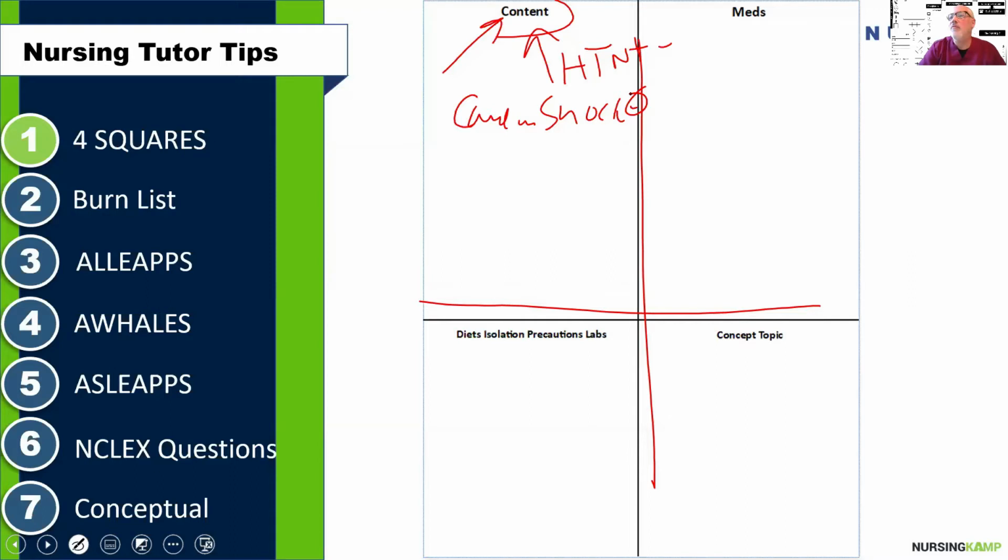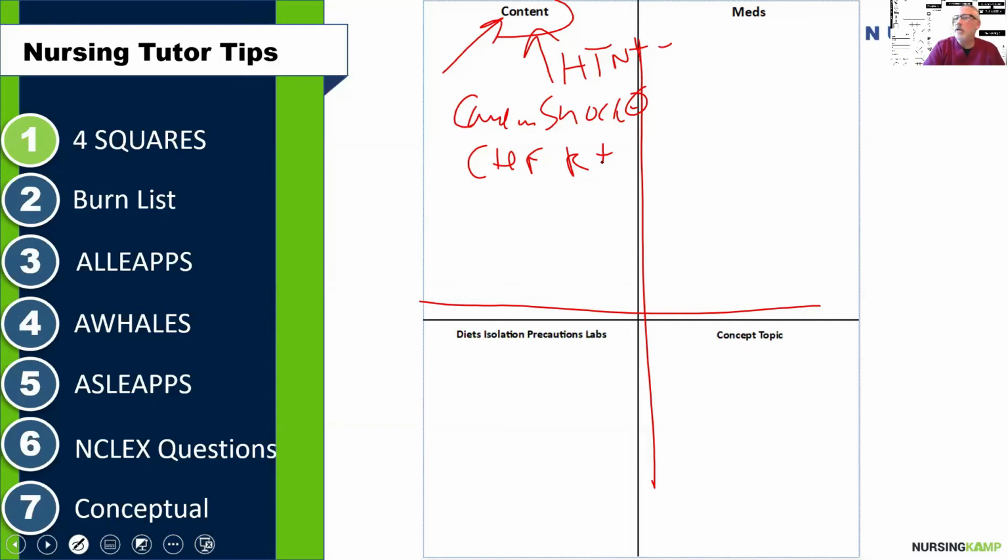If you put a negative mark, then afterwards you can go back and look at this. As you go through content, if the teacher starts talking about CHF and they say right-sided, and you're like, okay, I've got a good concept of that and I'm good with that, you put a plus there.